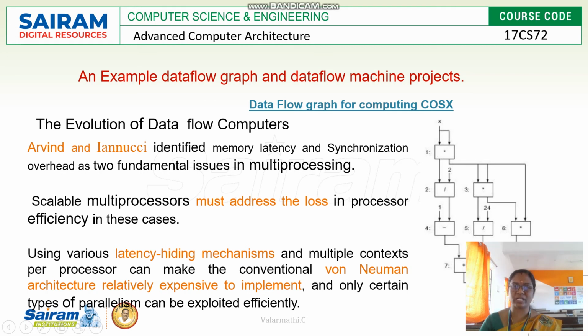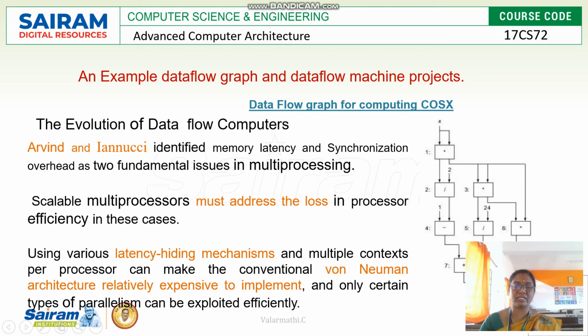A data flow graph for computing cos x is given. That is, one example is given. This was developed by the authors Arvind and Iannucci. They identified memory latency and synchronization overhead as the two fundamental issues in multiprocessing. So they have only identified these problems in multiprocessing.